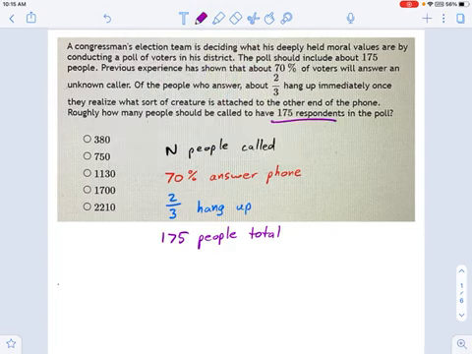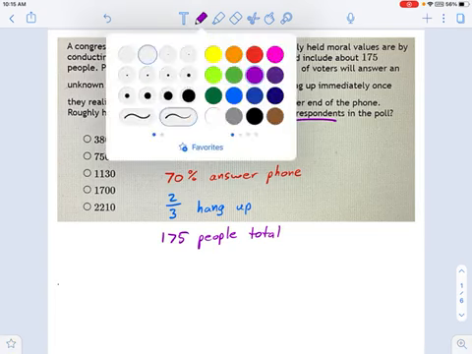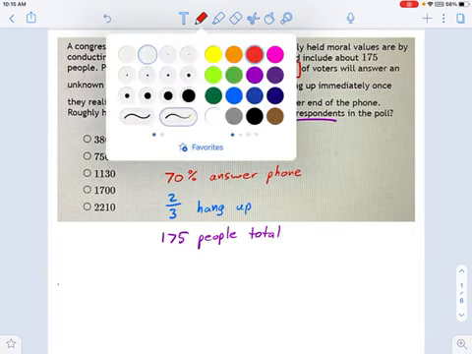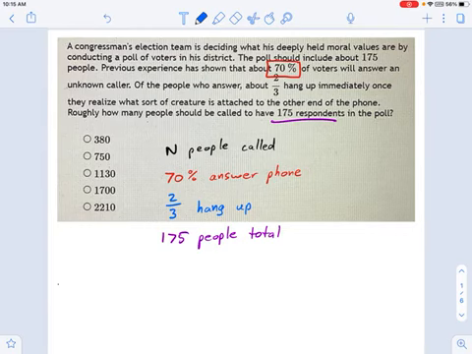It's not as easy as just calling up 175 people because they have figured out, according to past experience, that 70% of the people they call will answer the phone. But 30% don't. They just don't pick up. And of the people who do pick up the phone, as soon as they realize they're talking to a congressperson or his election team, 2/3 of those hang up justifiably. So we've got really a lot of people who are not going to talk to this election team. And we have to figure out how many calls they need to make.